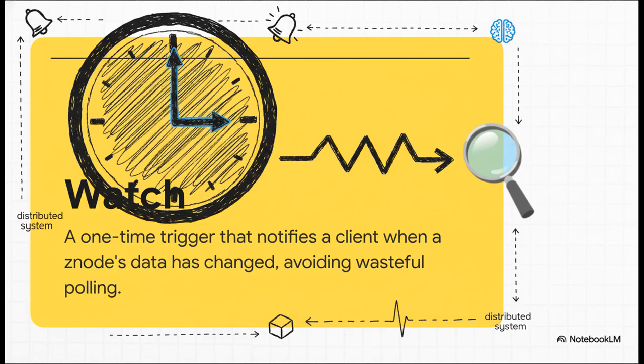So instead of a client constantly bugging the system over and over again, "Hey, has the leader changed yet? How about now? Now?", which is super wasteful, by the way, it can just set a watch on that leader's znode. Then, when that znode gets updated, ZooKeeper sends a tiny, one-time notification. It's a super efficient, event-driven way to stay in the loop.